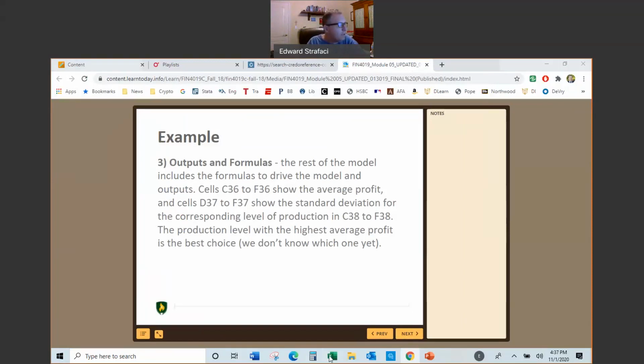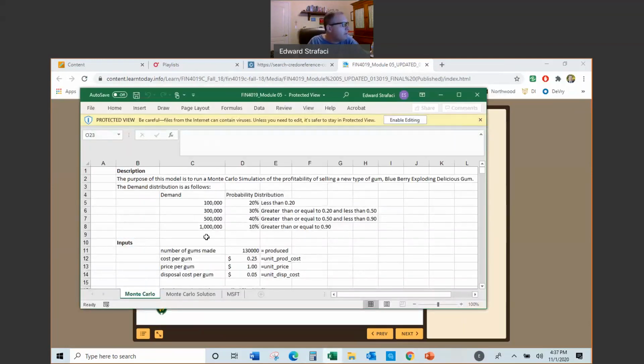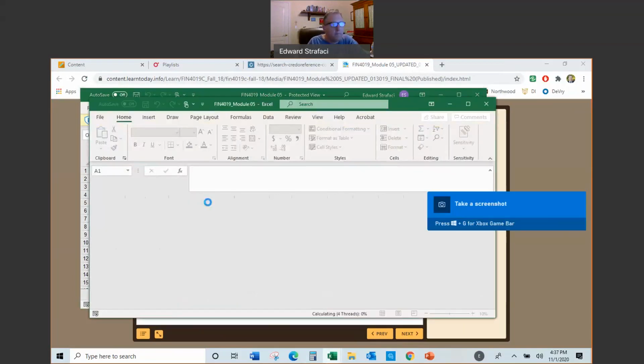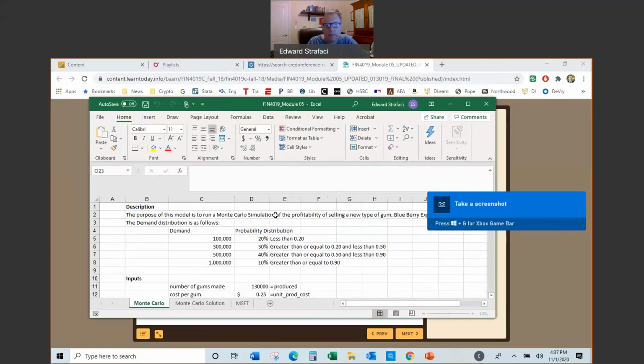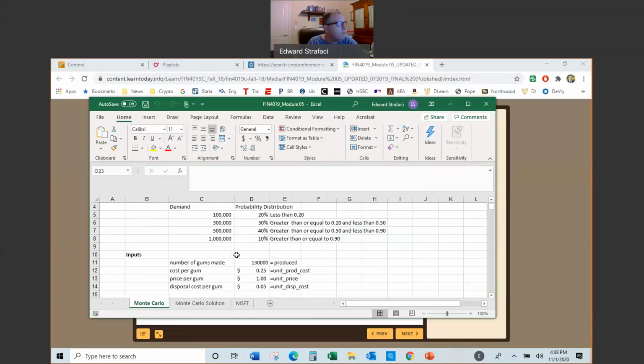And on the spreadsheet, this is Monte Carlo, and this is the probability distribution we just talked about. The demand would be 100,000. Hold on. And the key word this week is soccer. So 100,000 demand for the gum would be 20%. 300,000 demand for the gum would be equal to 20% or less than 50. 500,000 would be equal to 50% or less than 90, and 1,000,000 would be over 90%.